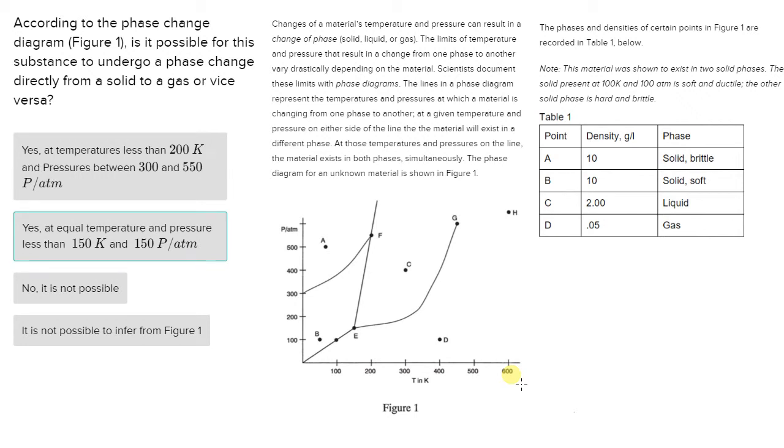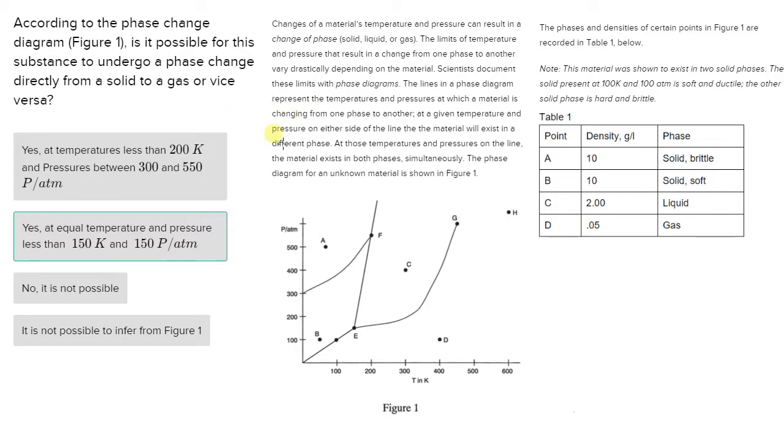This is Jake Pazicki, and this is an ACT Science data interpretation question. This question is asking if it is possible, according to the diagram, for a substance to undergo a phase change directly from a solid to a gas or vice versa. Most people, if they haven't been exposed to chemistry, would say, no, that's not possible. I haven't seen that happen.